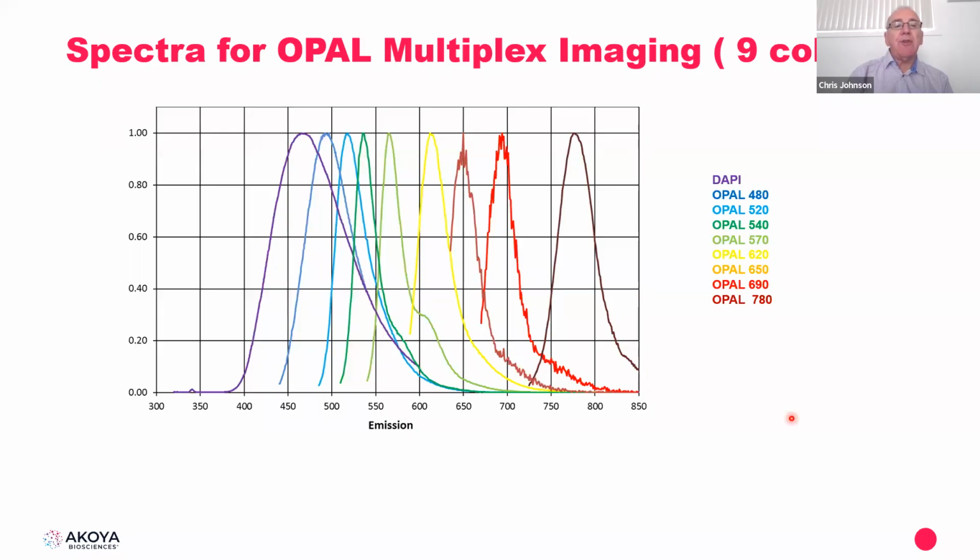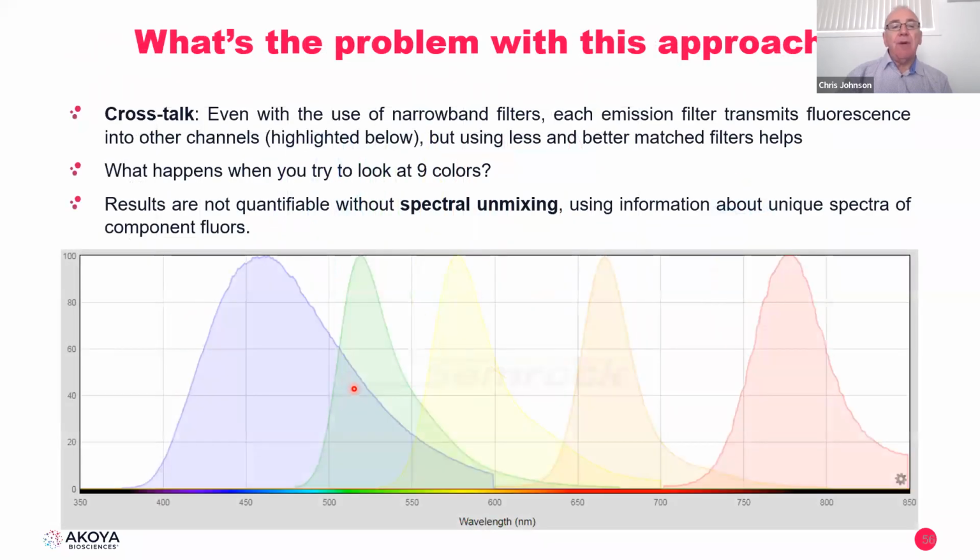Now, here are the spectra of opal multiplex imaging using 9 images. We can see that they're quite nicely spectrally spaced, but you can see a problem, I'm sure, and that is that they all have a very common base. They all overlap. So crosstalk, even with narrowband filters, can be a real problem when you're looking at 9 colors. So the results are not quantifiable without spectral unmixing.